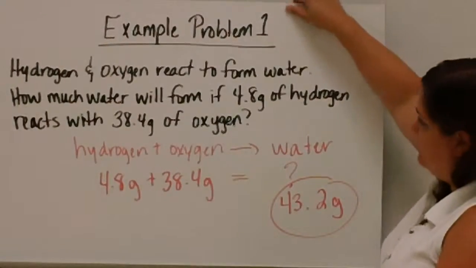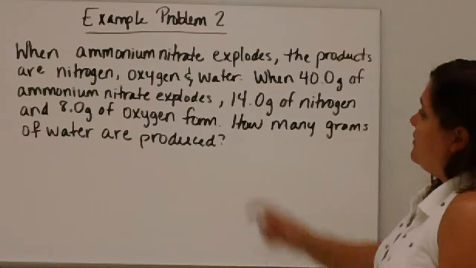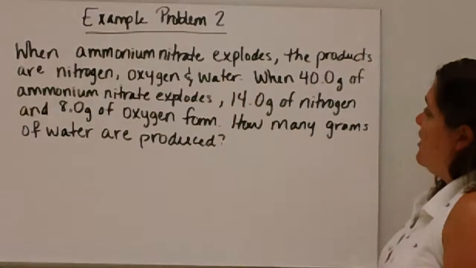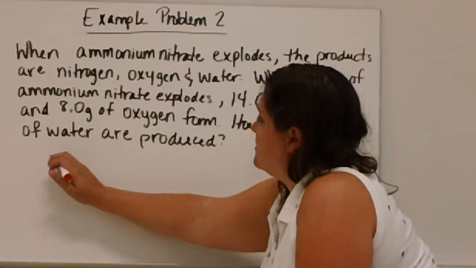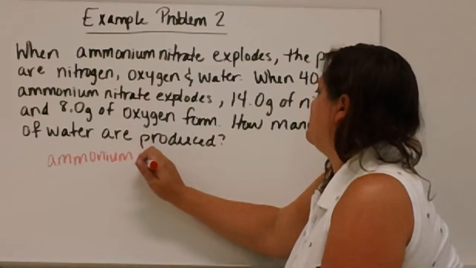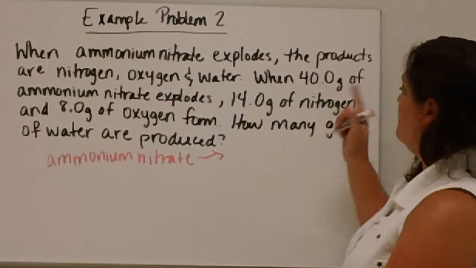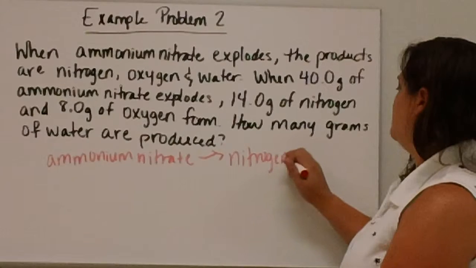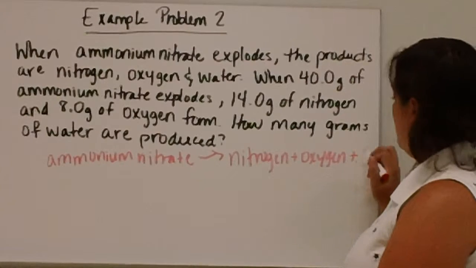Let's look at another problem. Example problem 2. When ammonium nitrate explodes, the products are nitrogen, oxygen, and water. And so let's write out our reactants and products. We only have one reactant this time, ammonium nitrate. And it forms the products nitrogen, oxygen, and water.